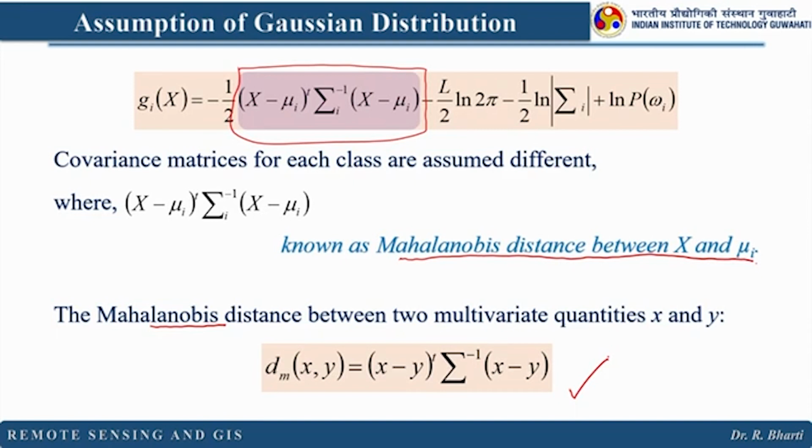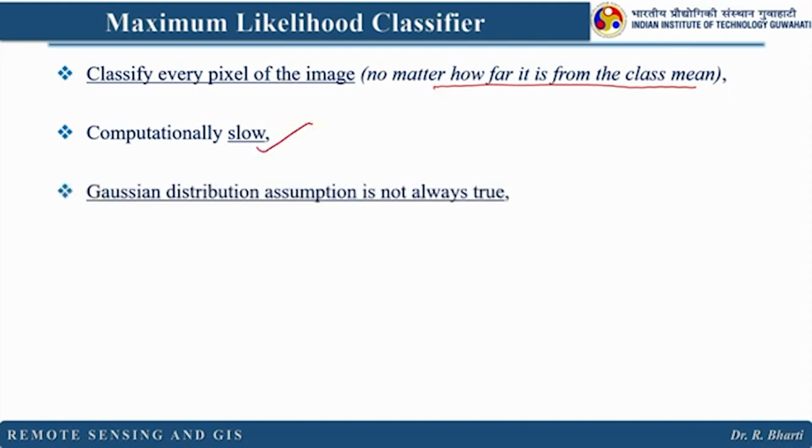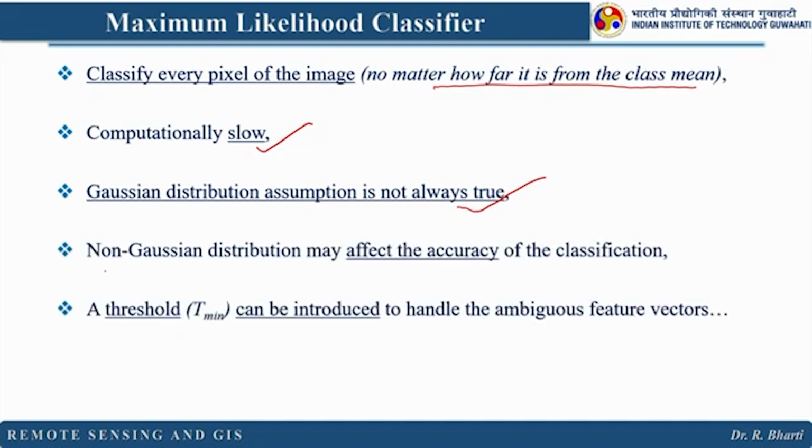In maximum likelihood classifier, each pixel is classified no matter how far it is from the class mean, and this is computationally slow compared to other techniques. The Gaussian distribution assumption is not always true, as I also indicated in the previous slide, because in nature it is very difficult to find Gaussian distributed samples. Non-Gaussian distribution may affect the accuracy of the classification. A threshold T minimum can be introduced to handle the ambiguous feature vector.